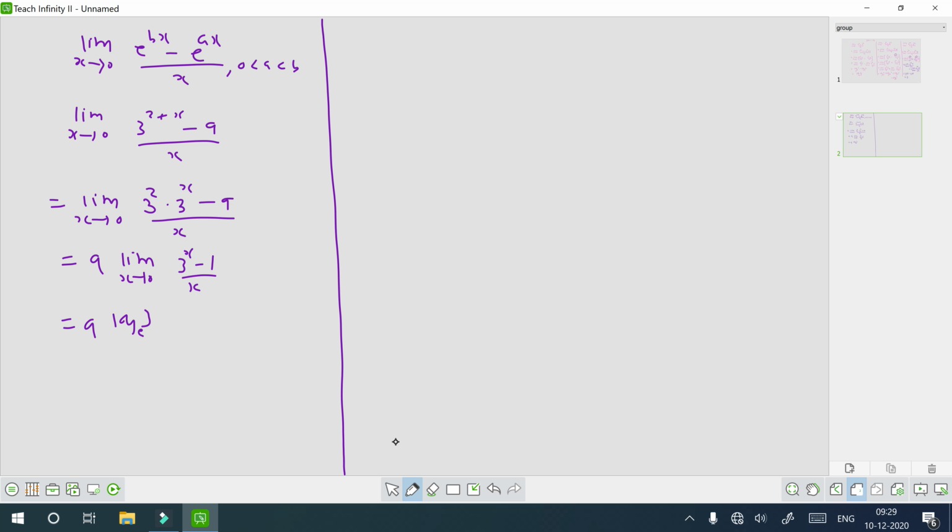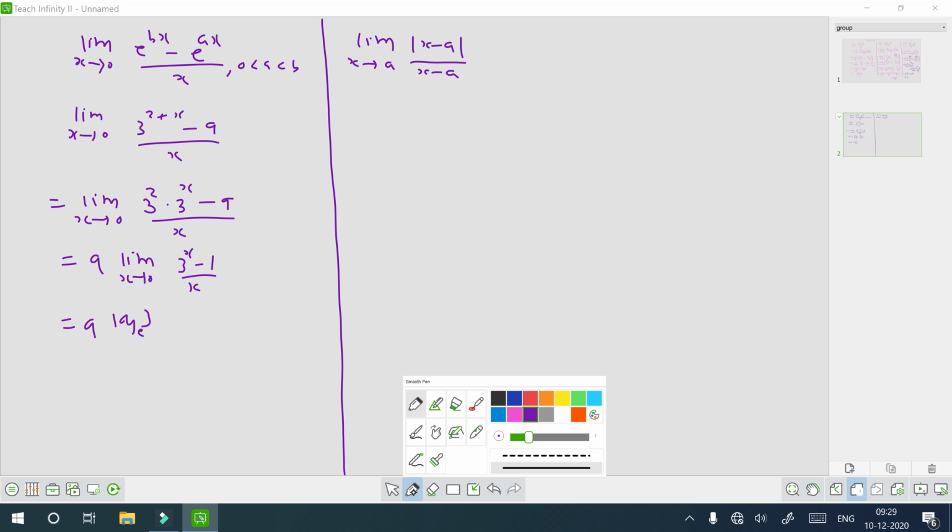left hand and right hand limit. Let us try to see this one. Limit x tends to a, magnitude of x minus a over x minus a. How to check it? Whether it exists or not.